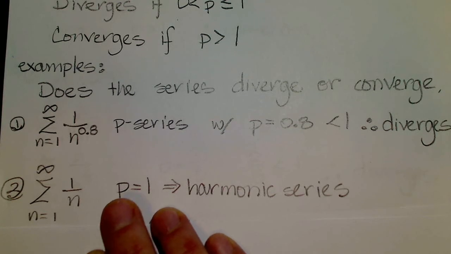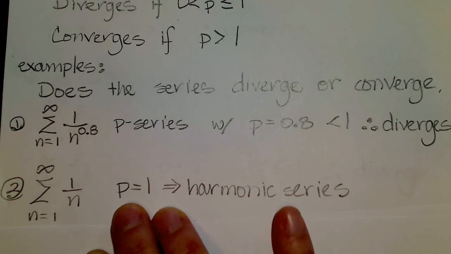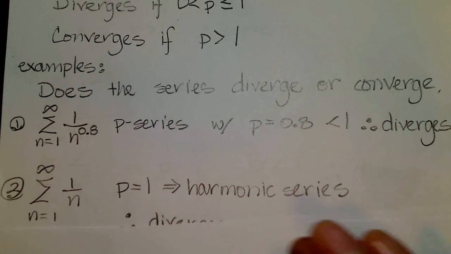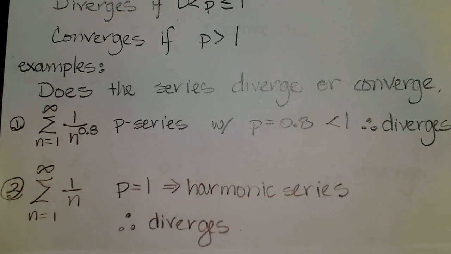Well, p equals 1, and that's at the very end of that interval that determines divergence. And it is my harmonic series, so it diverges. Now, what do I got next?